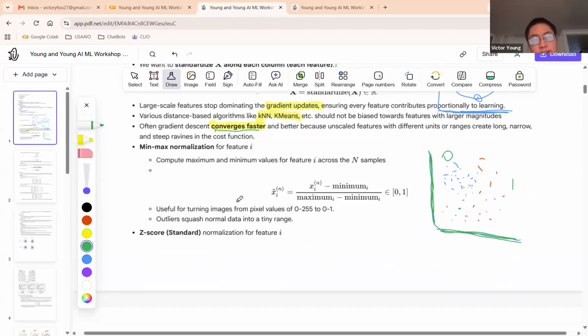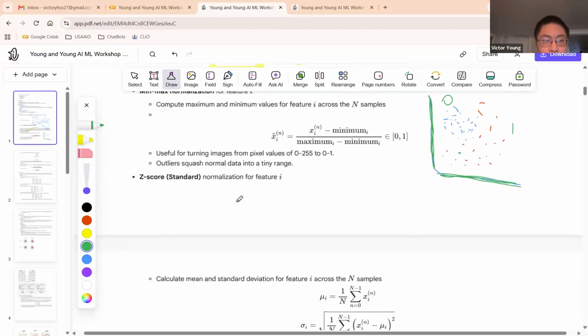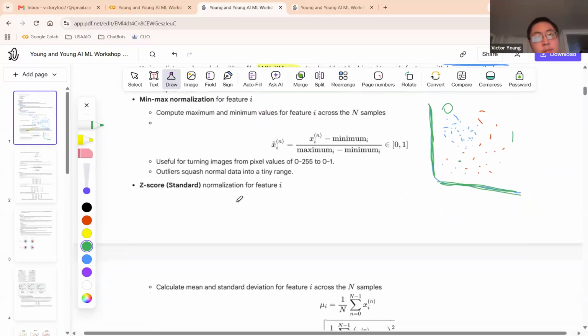But how do we standardize? There are many different methods, most of them quite similar. First of all, there is the min-max normalization. So we take each point. The i means the feature, so feature i, sample n.